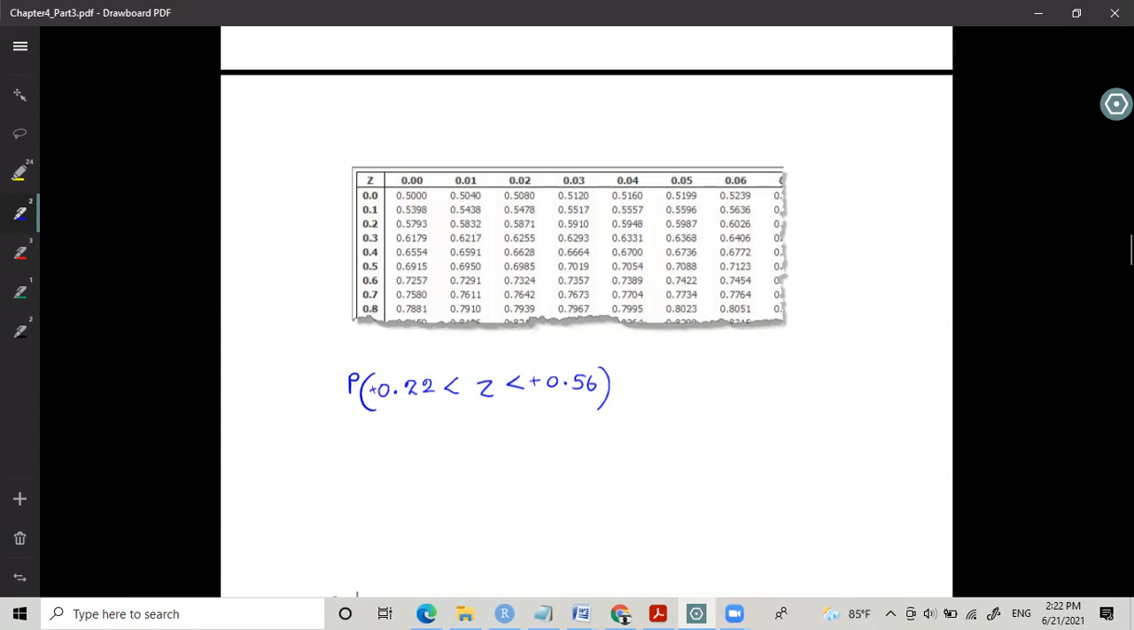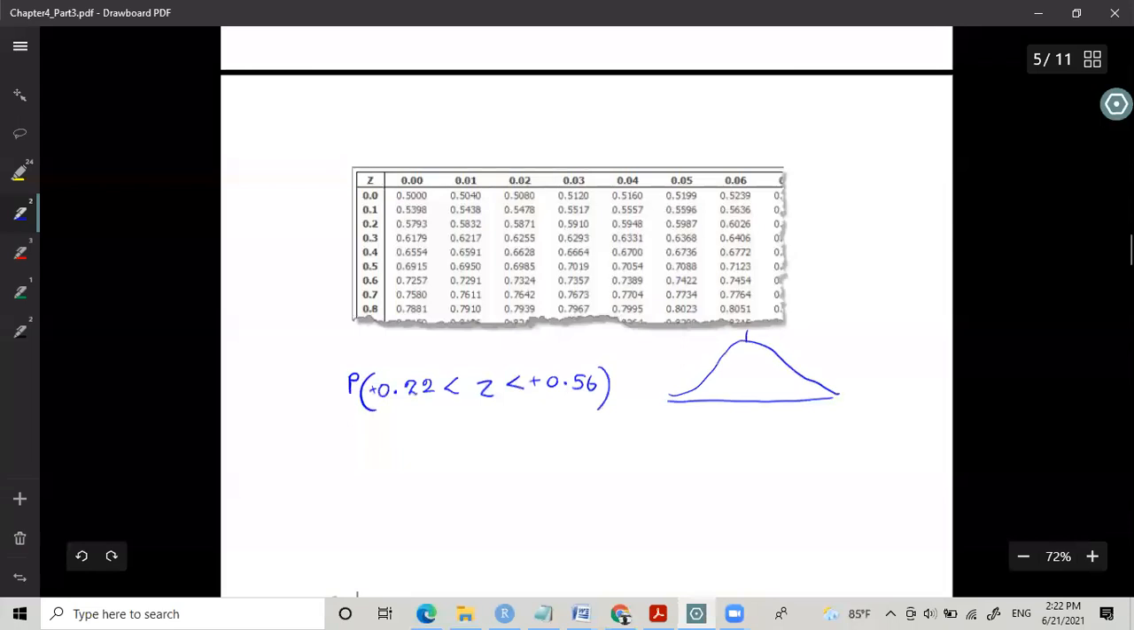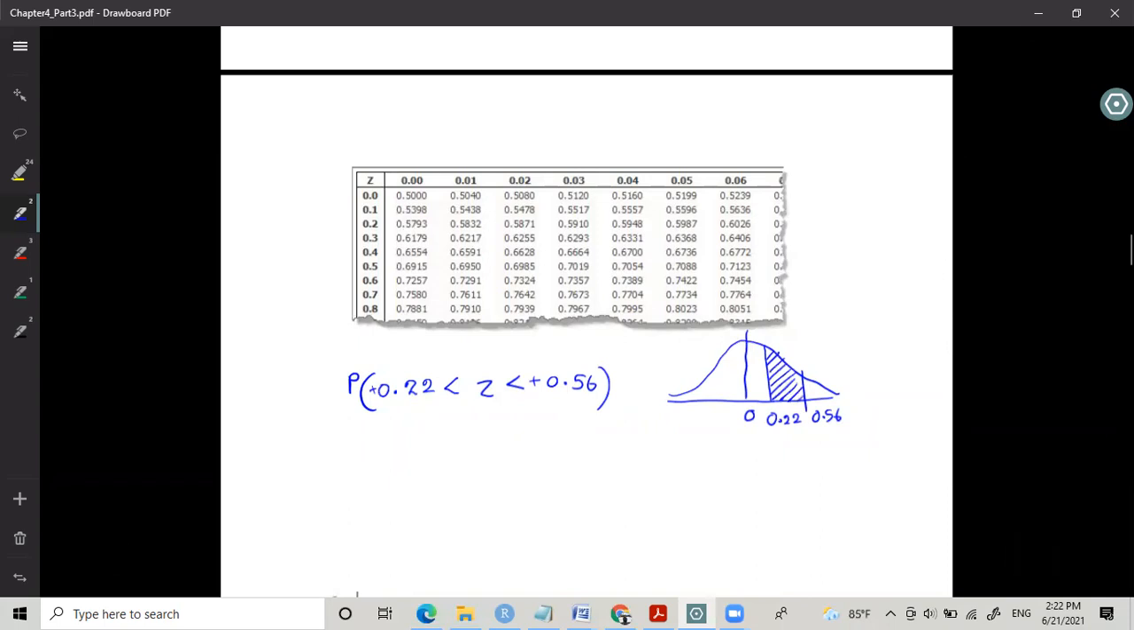If I draw it, here's my bell, symmetric about 0, all positive. So here's 0.22 somewhere here, 0.56 somewhere here. I need in between. So this area, how do you find this one? When you read the table, you always get the whole left tail, right? Now what you need is a portion of this area. How do you find that?